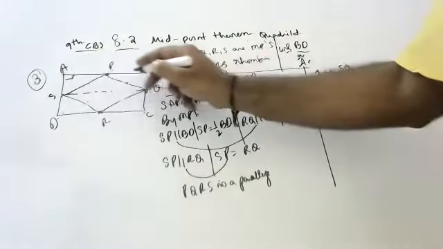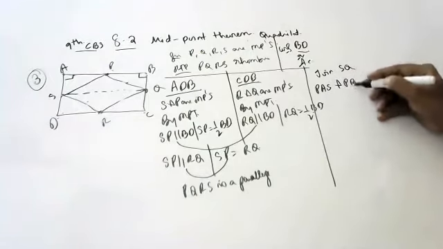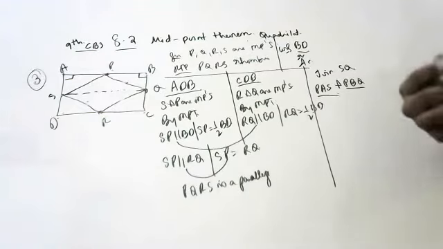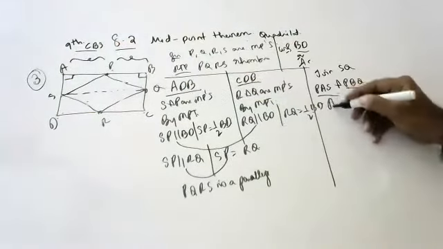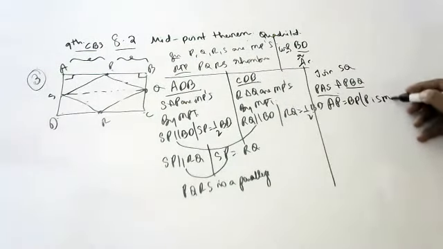Now can you see two triangles here? What are the triangles' names? PAS and PBQ. AP is equal to BP. Why? Because P is a midpoint.